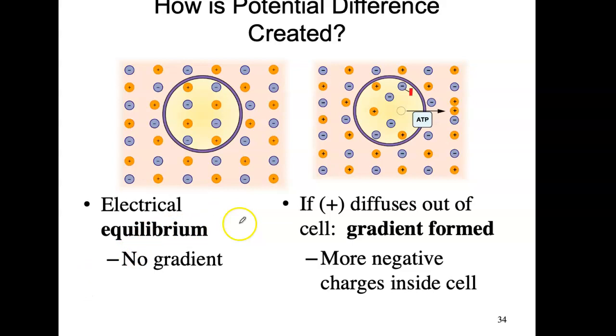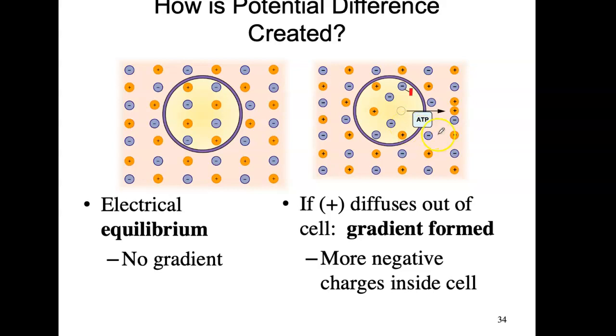If we had electrical equilibrium, and this is potentially a cell, and we had equal numbers of positive and negative ions in and equal numbers of positive and negative ions out, then there would be no gradient. If, however, we would move some of those ions out with ATP, let's say, we take it out of equilibrium and we push them out. We talked about this before, the disequilibrium, right? So then we form a gradient.